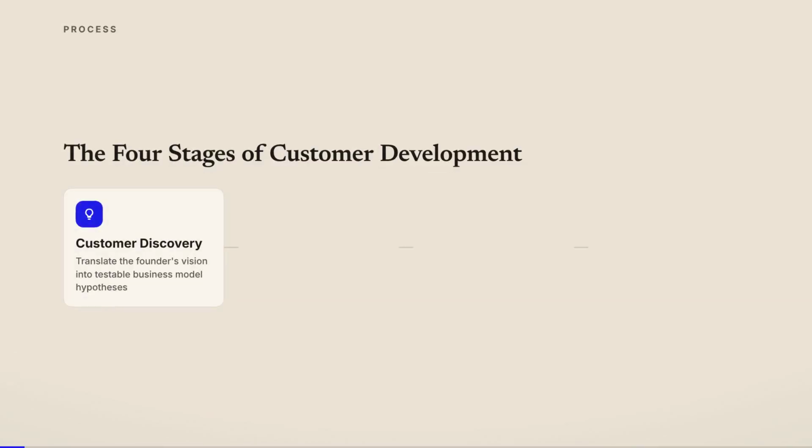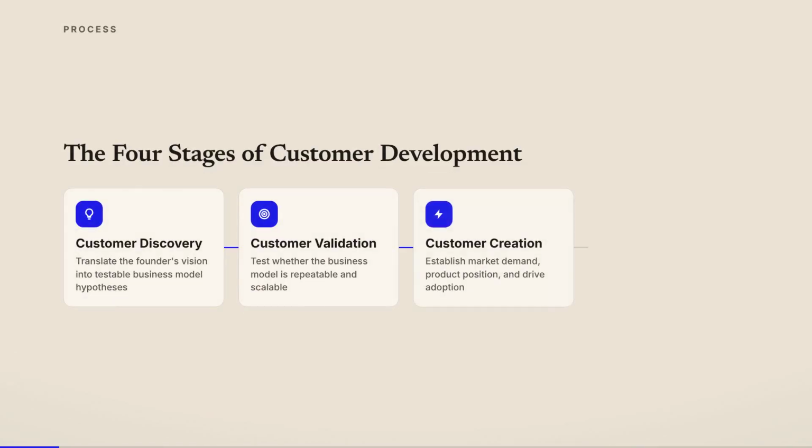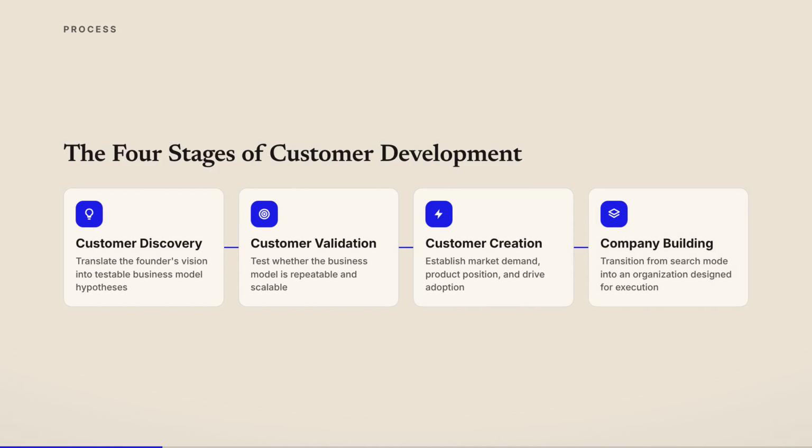Customer development has 4 stages, and they follow a logical sequence. Stage 1 is customer discovery. Translate the founder's vision into testable business model hypotheses. Stage 2 is customer validation. Test whether that business model is repeatable and scalable.